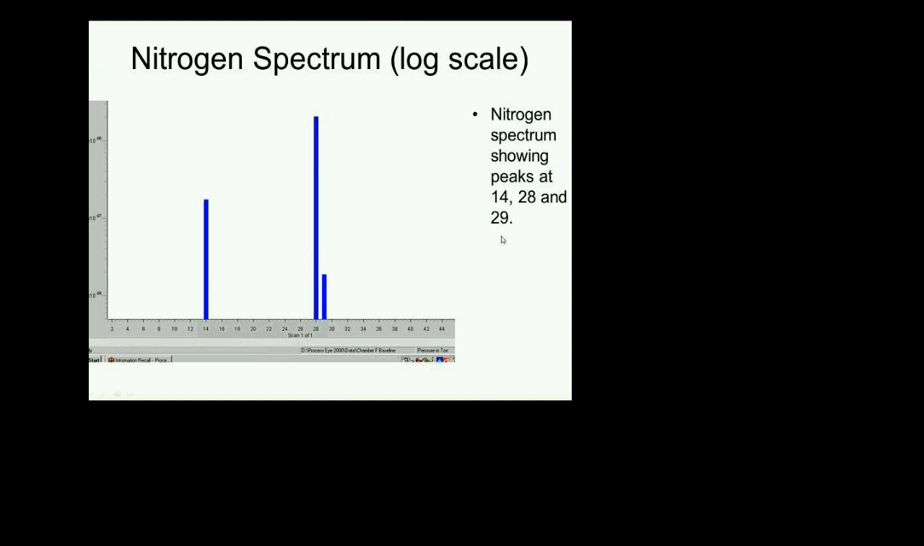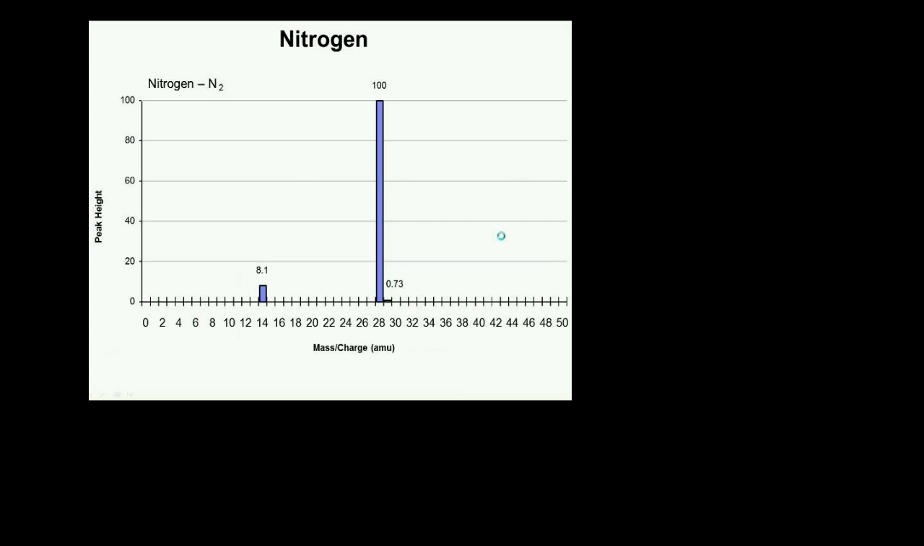All right, so I think here I have a few examples. We talked a little about this. This is nitrogen, this standard nitrogen spectrum. Nitrogen has a parent peak at 28 AMU, and then there is a little fragment peak at 14 AMU, typically between 7 and 10%. This is what you use.